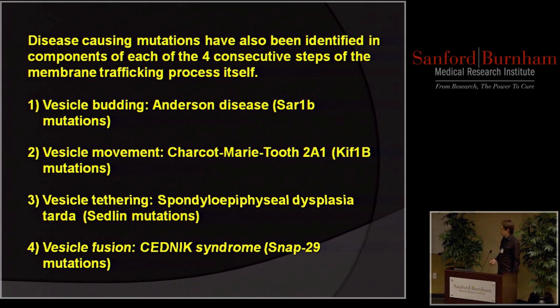Now, an example of a vesicle tethering disease is spondyloepiphyseal dysplasia tarda, which is caused by mutations in the tethering factor sedlin, which is part of a multi-protein tethering complex. So they have problems with actually getting the transport vesicles located at the destination membrane. And then finally, an example of a vesicle fusion syndrome is CEDNIK syndrome, which is caused by mutation in the SNARE SNAP29. And one of the phenotypes in these patients is the accumulation of secretory granule vesicles in the differentiating epithelial cells, because the fusion of these vesicles with the plasma membrane is not as efficient.